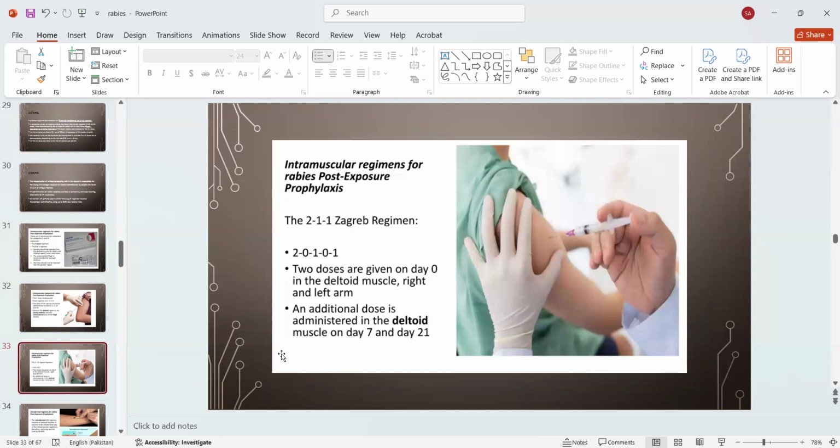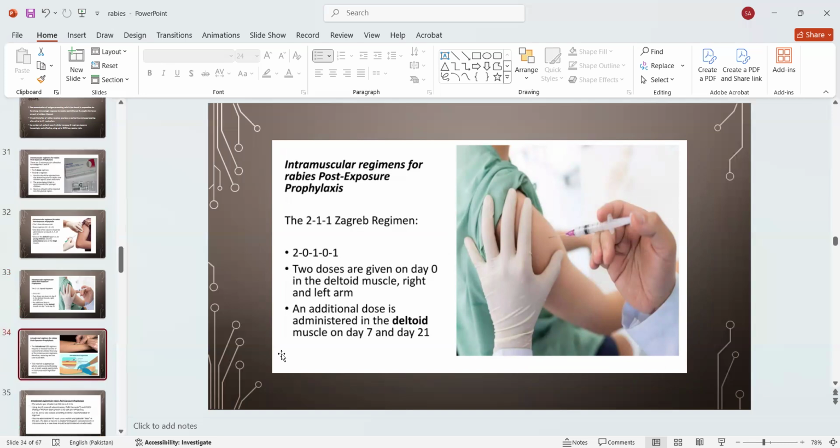Intramuscular regime for the post-exposure prophylaxis, which is the 2-1-1 regime. The two doses are given on day 0 in the deltoid muscle, right and left arm. An additional dose is administered in the deltoid muscle on day 7 and day 21.